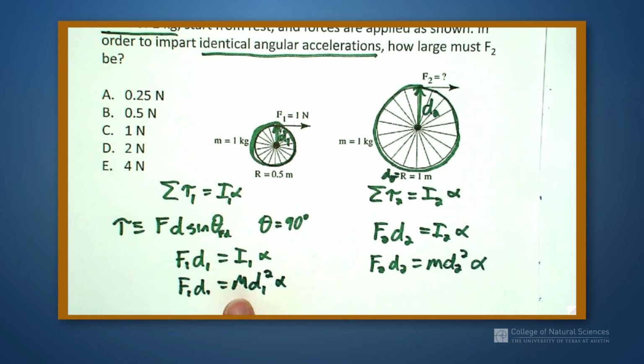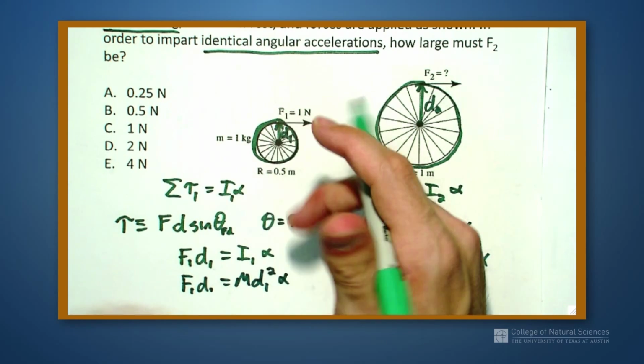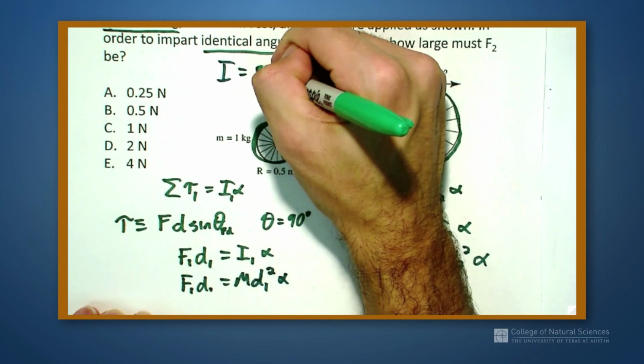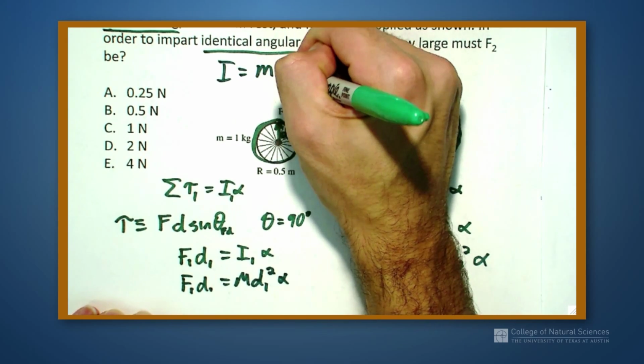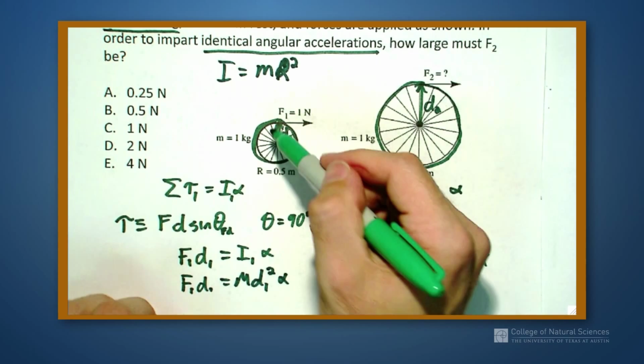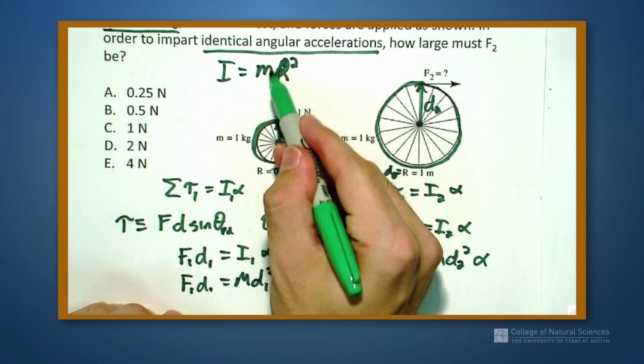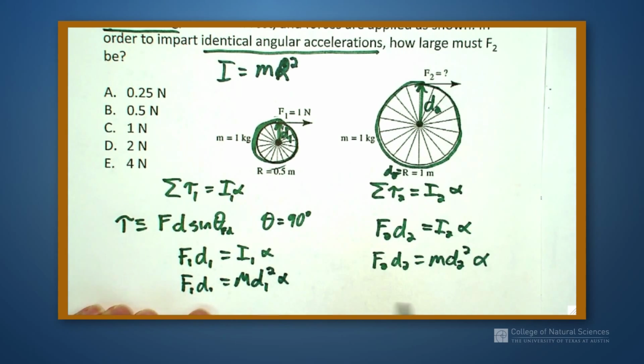So in this case, I used the moment of inertia for a hoop. The moment of inertia of a hoop is m r squared. All the mass is at a radius. There's no coefficient in front. All right.